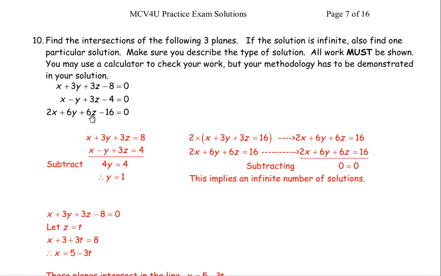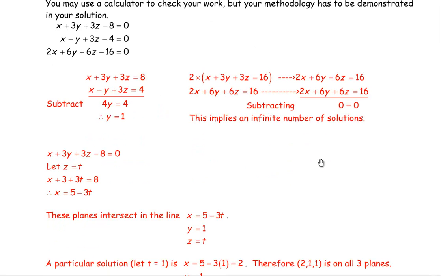I'm noticing that this 6z is double the 3z. So I could take that first plane and multiply it by 2, and that's what I've done here. And then this is the third plane here. Notice when you multiply them like that, you actually get the same plane. So the first plane and the third plane are actually the same plane. Subtracting them gives you 0 equals 0, which implies there's an infinite number of solutions, so we don't have a unique point.